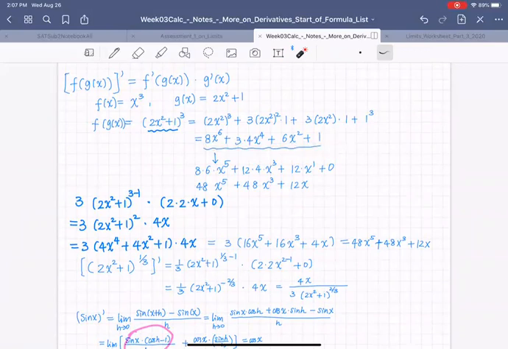And when we want to do this whole thing's derivative, we do the power rule. 8 times 6 times x to the power 5. Then plus 12, 3 times 4 is 12, times 4 times x to the power 3. Then plus 12 times 6 times 2, which is 12 times x to the power 1. A constant value's derivative is 0. So your final answer is this, right? This is the derivative.